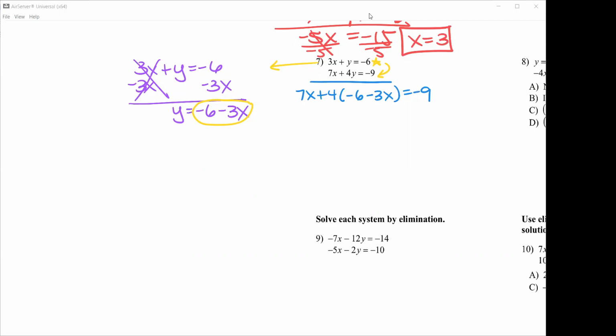So with that being said, we have replaced this y here with all of this here. Now we have to distribute. So we're going to distribute this 4 to both terms on the inside. The 7x, nothing gets distributed there, but 4 times -6 is -24. 4 times -3x is -12x. And then I'm left with -9. So I'm going to combine like terms. I have a positive 7x, and I have -12x, which is -5x, minus 24 equals -9.